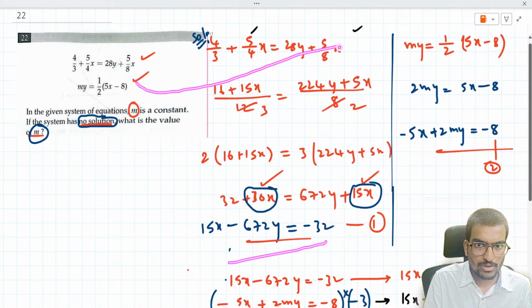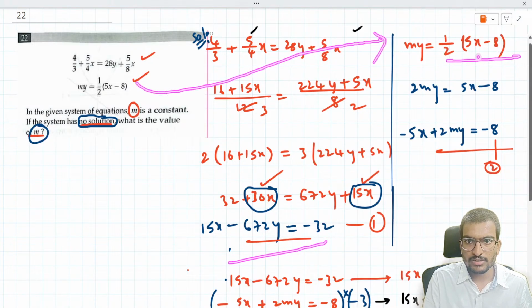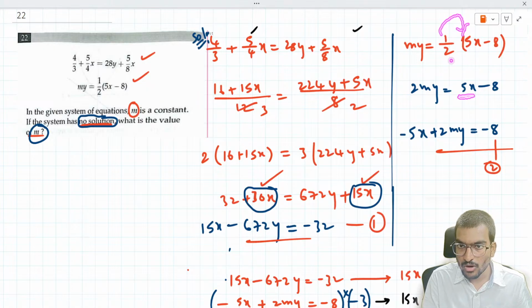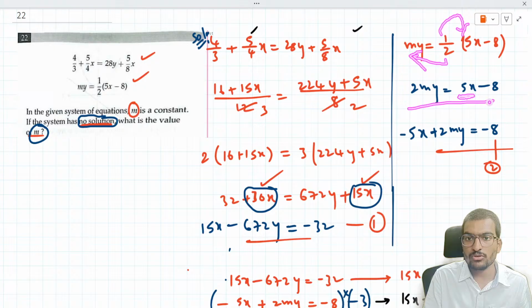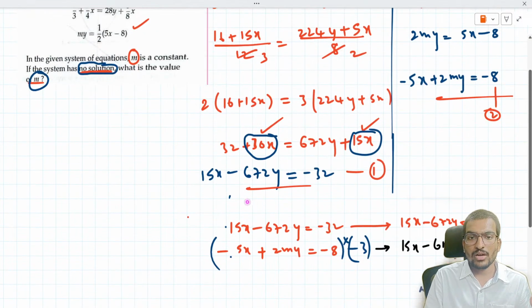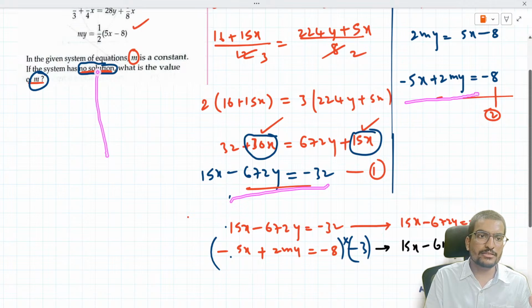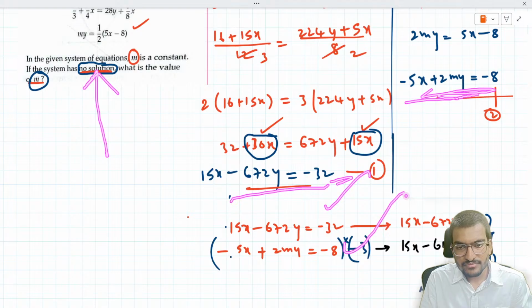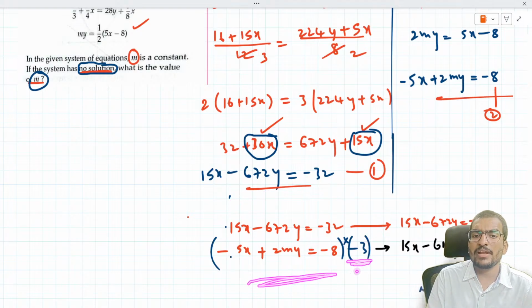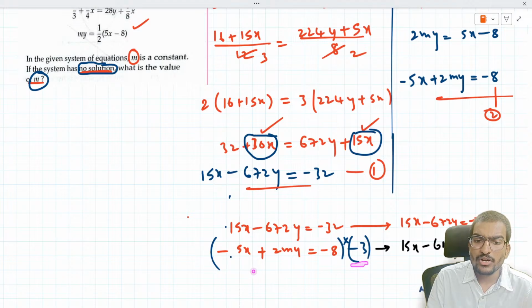The second equation, I wrote it here and sent it to the left-hand side. I got 2my equals 5x minus 8, and that's the second equation. So I have proper terms and it now has no solution. I wrote this here and multiplied the second equation by -3. Why did I multiply the second equation by -3?